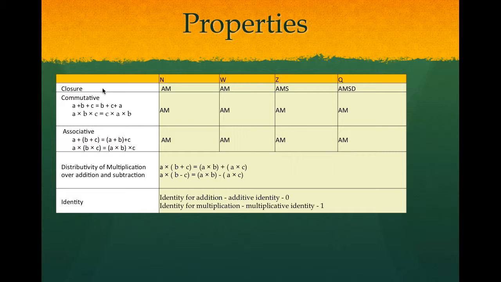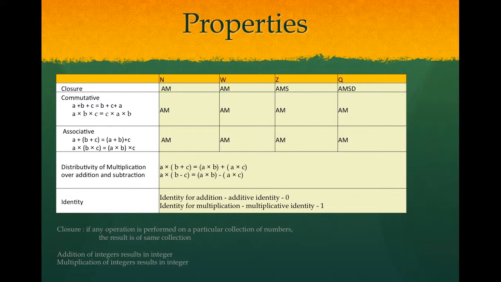When we say the closure property, it means that if you perform any operation on a particular collection of numbers, the result will be of the same collection. For example, if you add integers, the result will be an integer. If you multiply integers, the result will also be an integer. If you subtract integers, the answer will also be an integer. But if you divide integers, the answer may not be an integer. So that is why D is not written here.